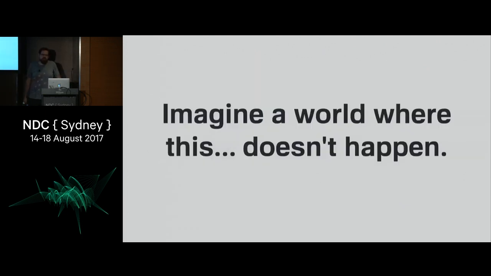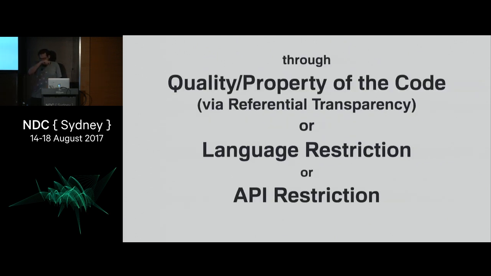So let's imagine a world where this doesn't happen. We can try to achieve this in a few different ways. One is the quality or property of the code. If something is referentially transparent, then it won't be doing this. Or there can be a language restriction. For example, Haskell, Elm, Reason, I think. Someone please correct me if I'm wrong. They will basically enforce this at the language level.